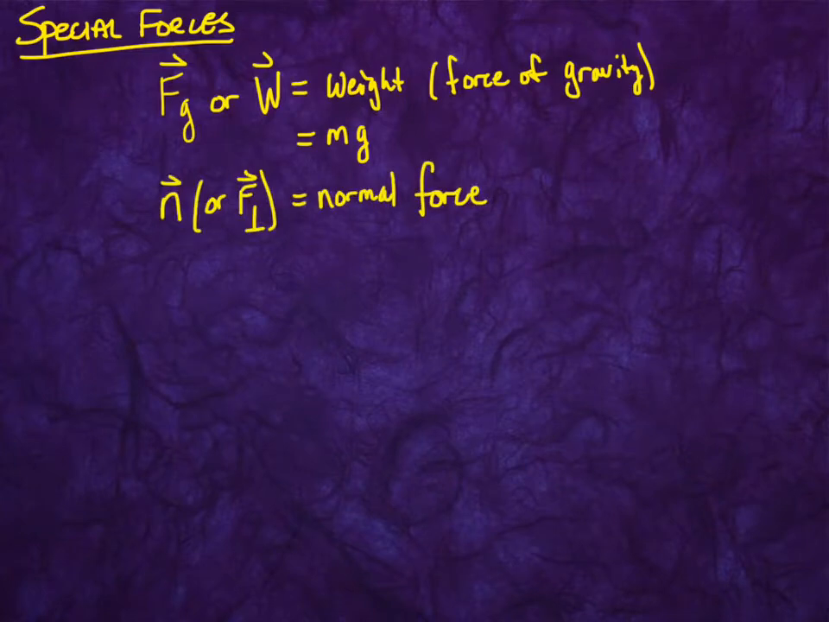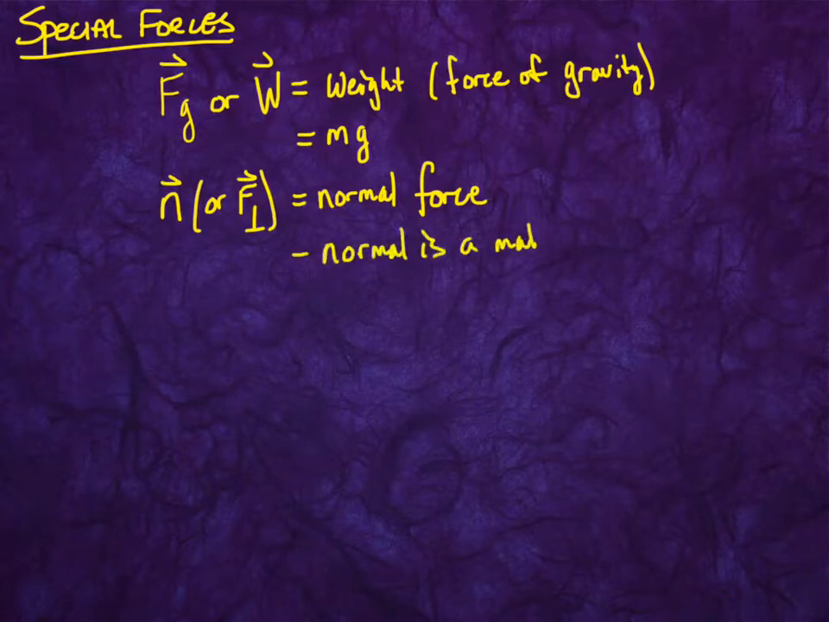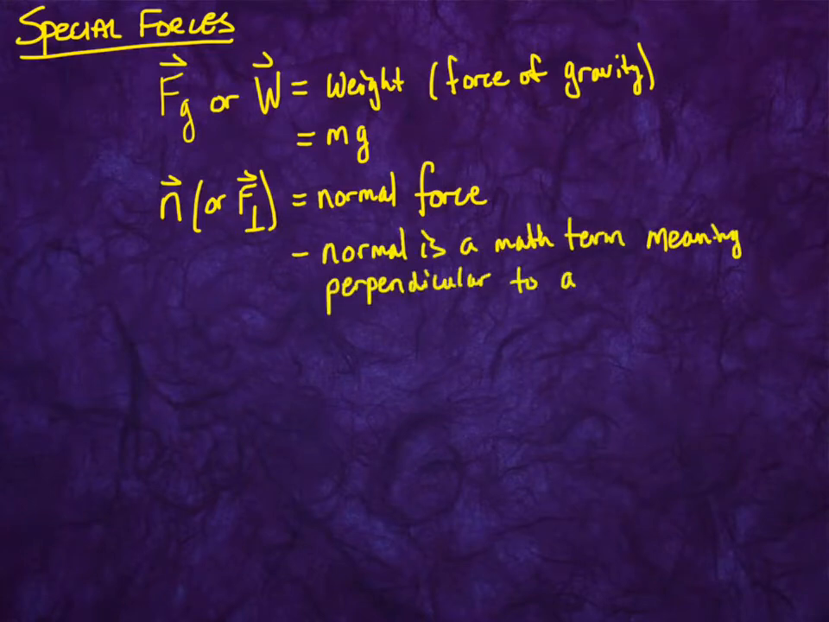Then there is N, which is the normal force. I will sometimes, out of habit, draw an F perpendicular, because that is what normal means in math. It doesn't mean regular. It doesn't mean ordinary. Normal is the fancy math term that means perpendicular to a surface. Lines are perpendicular to each other, but a vector that is perpendicular to a plane or some surface is normal.